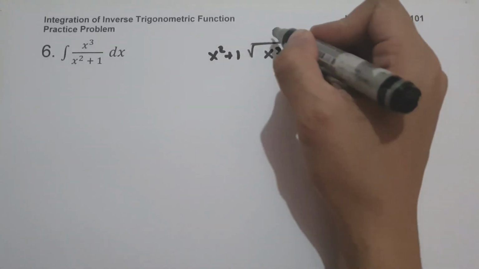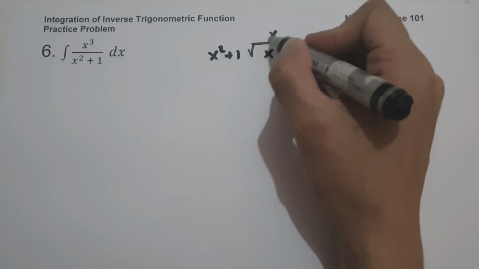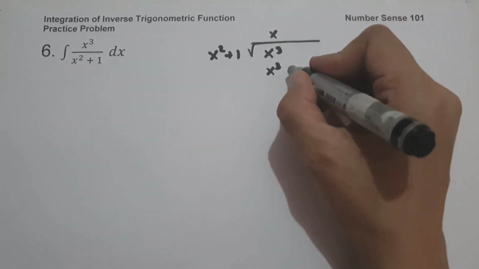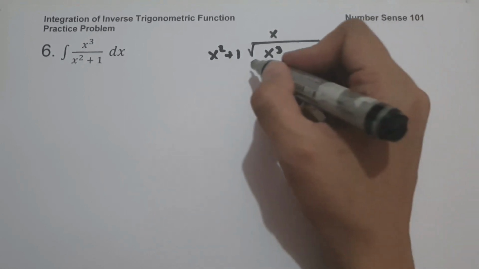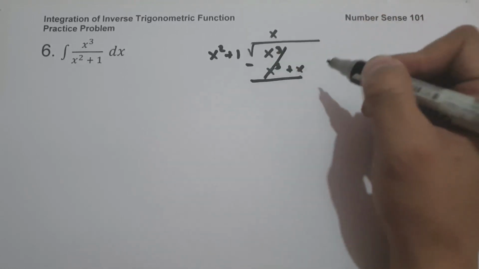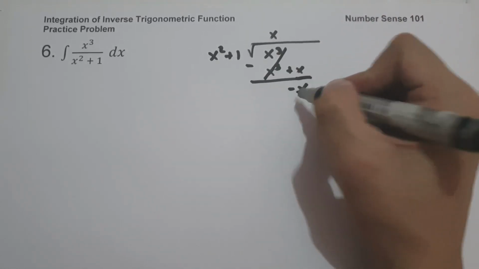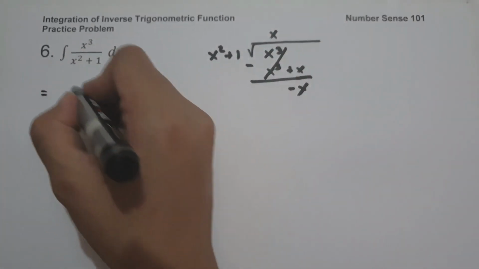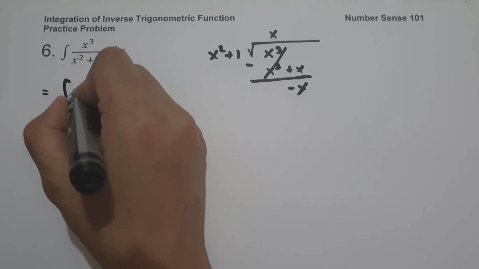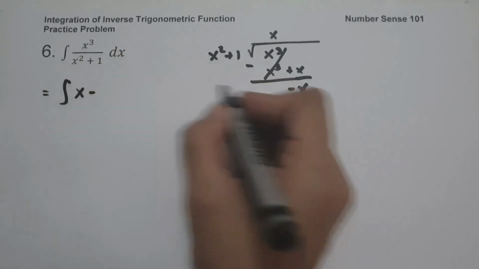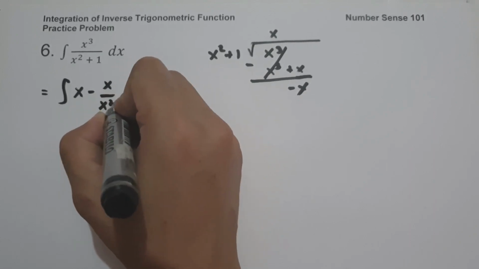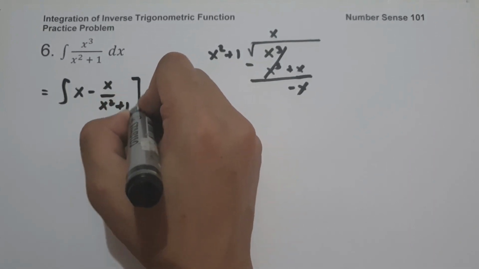x cubed divided by x squared, that is x. And x multiplied by x squared, that is x cubed. And x multiplied by 1, that is x. So let us subtract. So this x cubed will be cancelled, and we are going to have negative x. So therefore, let us rewrite our given as x minus the remainder x over x squared plus 1 dx.